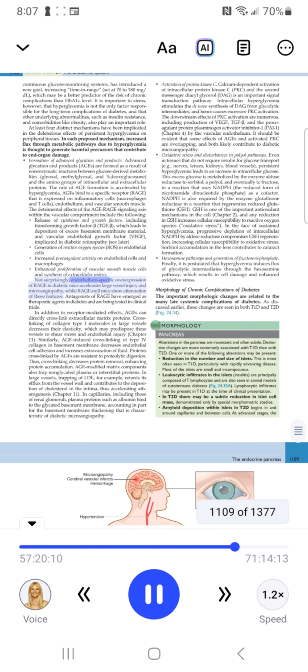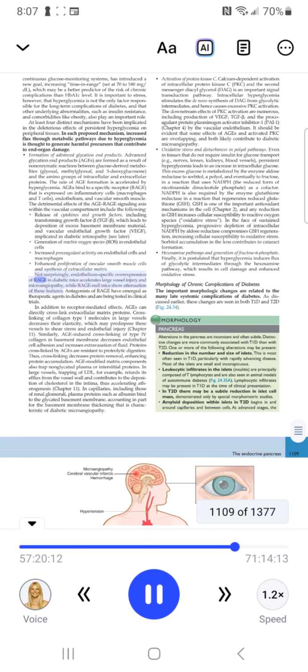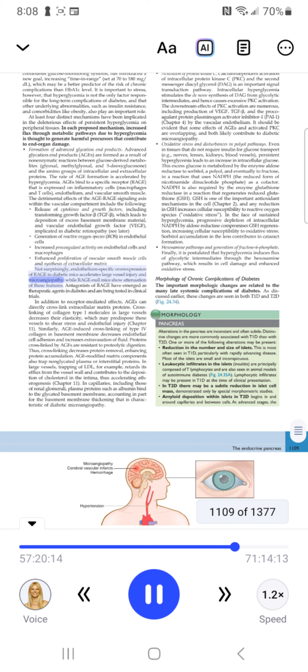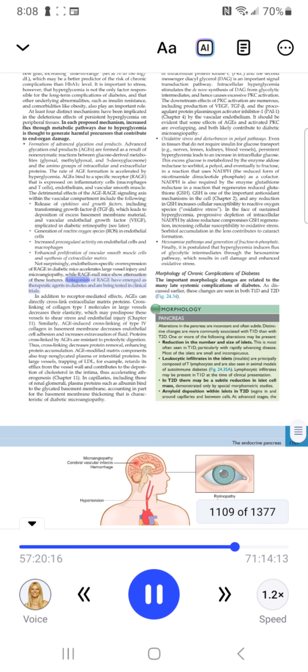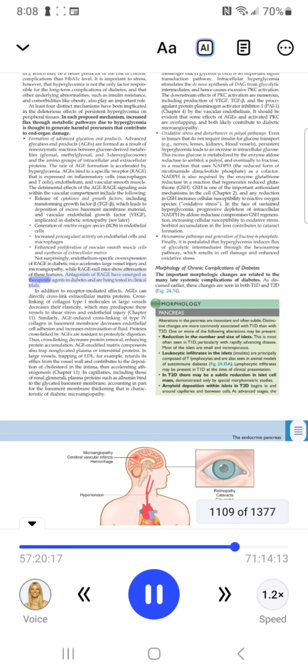Not surprisingly, endothelium-specific overexpression of RAGE in diabetic mice accelerates large vessel injury and microangiopathy, while RAGE-null mice show attenuation of these features. Antagonists of RAGE have emerged as therapeutic agents in diabetes and are being tested in clinical trials.